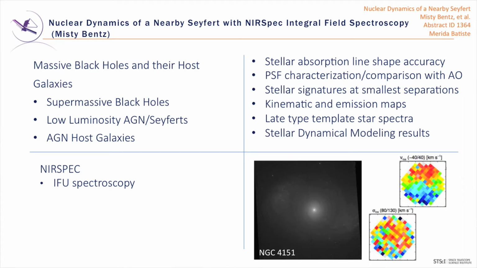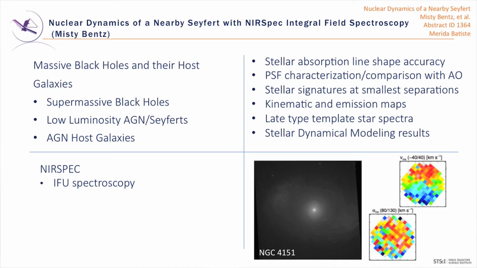In addition to the stellar dynamical modeling results, so the black hole mass that we're going to get, we'll characterize the PSF and compare that with what you get with a similar AO-assisted ground-based instrument, because when you use AO, you can get this quite compact central AGN, but you also get a seeing-limited halo, and that's something that will go away with JWST.